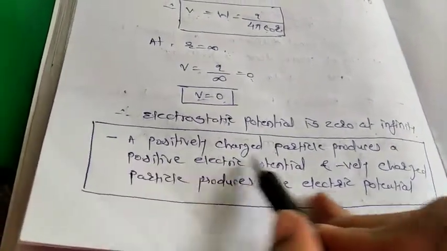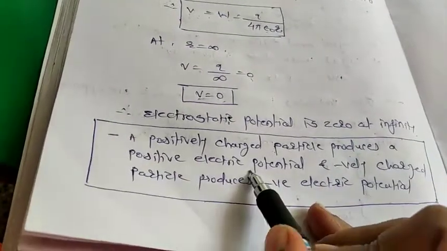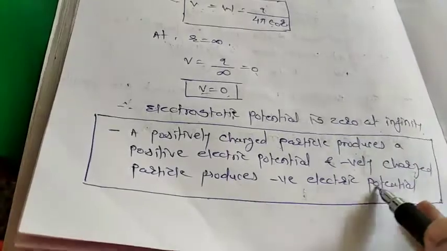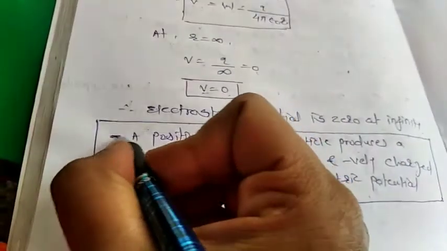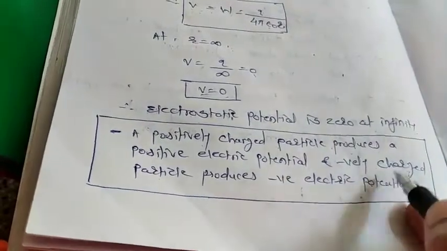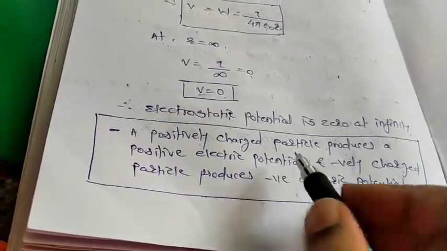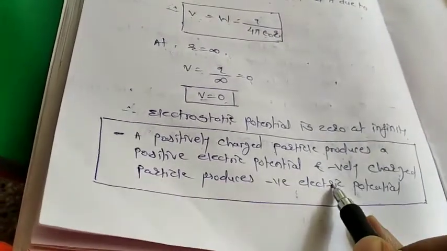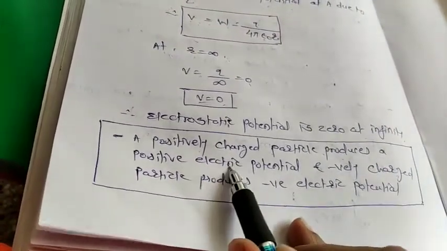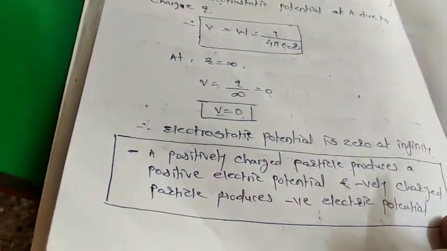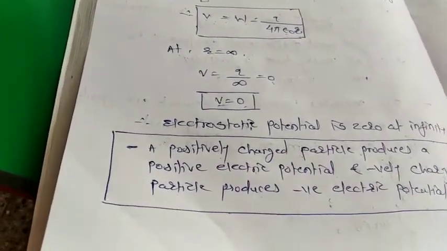A positively charged particle produces a positive electric potential, and a negatively charged particle produces a negative electric potential. You have to remember this point for MCQs. So this is about the electric potential.